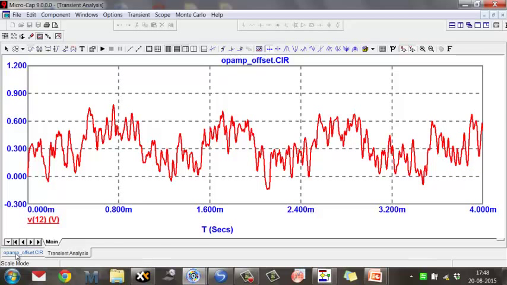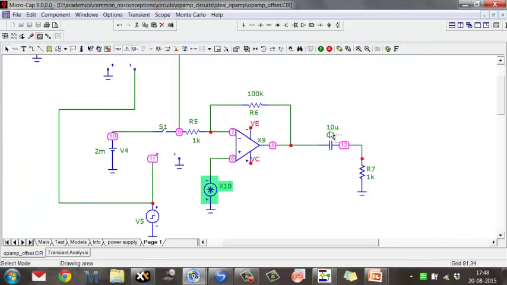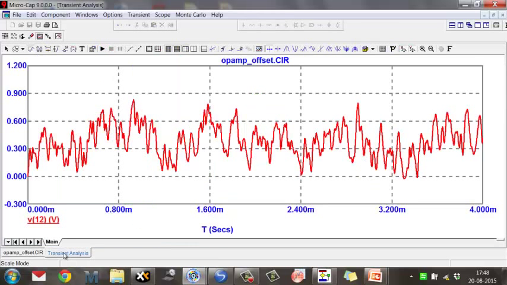What do I do? Low pass filter. So let's make it 100. Cutoff frequency will become even lower. Okay, that's the strategy.